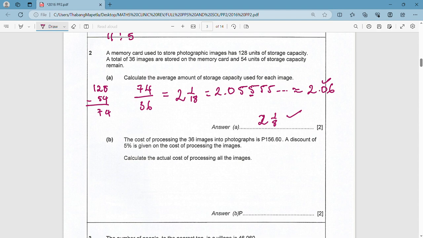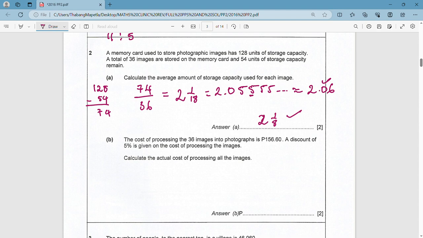Let me see. Hey, it's ambiguous, guys. This is ambiguous. The way I understand it is that it's saying that the cost of processing 36 photographs is 156 plus 60. So a discount of 5% is given on the cost of processing the images. So calculate the actual cost of processing all the images.